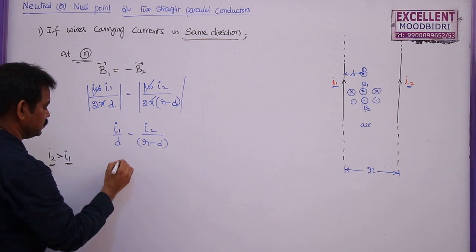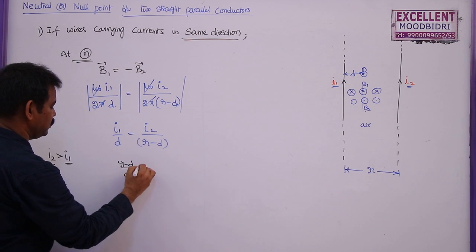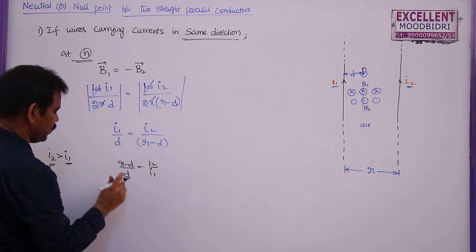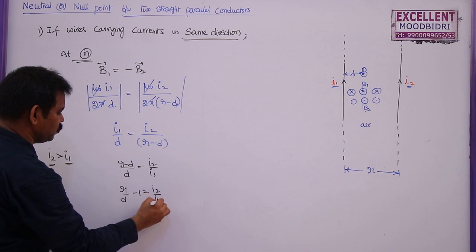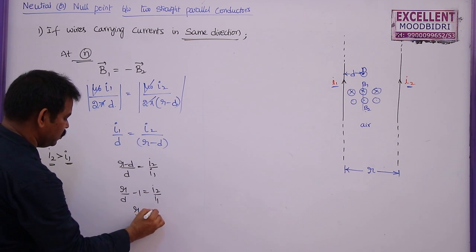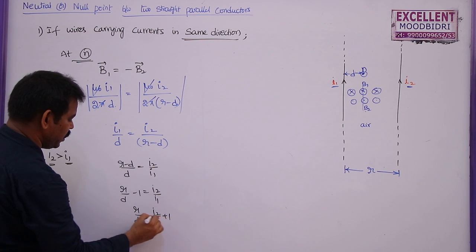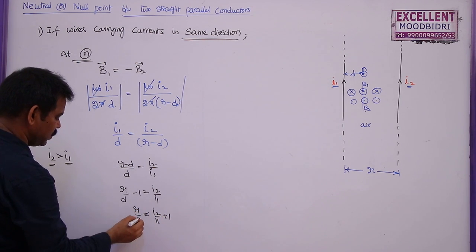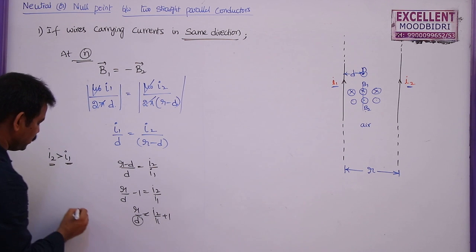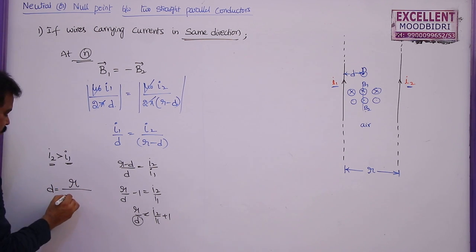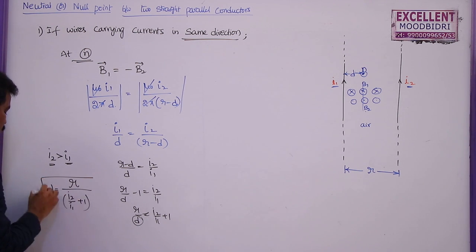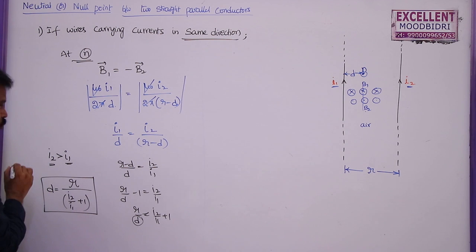You can write this as (r minus d) by d is equal to I2 by I1. This is r by d minus 1 is equal to I2 by I1. So r by d is equal to I2 by I1 plus 1. From this I want d. So d will be the distance between the two wires divided by (bigger current by smaller current plus 1). This is the expression for the neutral point between two straight current carrying conductors carrying current in the same direction.